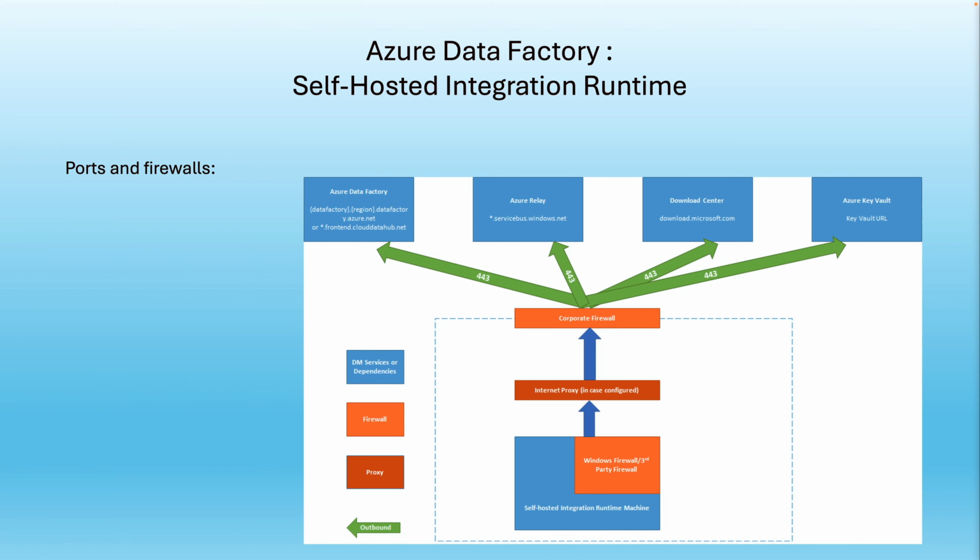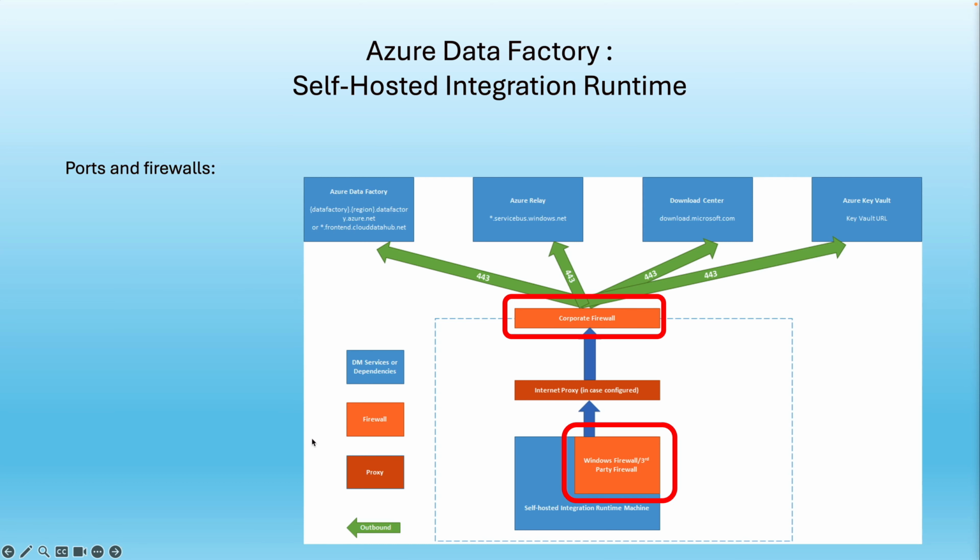Ports and firewall setting. There are two firewalls to consider: corporate firewall and Windows firewall. Corporate firewall runs on the central router of the organization, and Windows firewall runs as a daemon on your local machine. At corporate firewall level, you need to configure the mentioned domains and outbound ports.